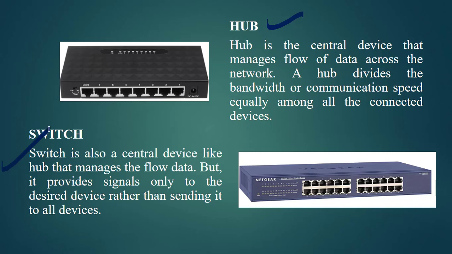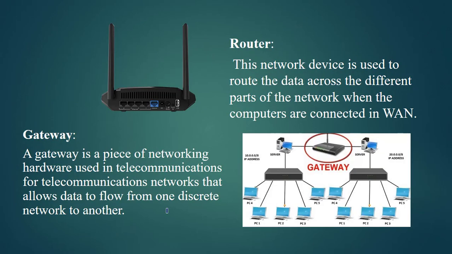Here this hub is a central device that connects all the computers and manages the flow of data across the network. In this hub, the network bandwidth or the data transmission speed is equally divided between all the computers. Whereas in a switch, this bandwidth is not equally divided, and the data transmission speed can be increased for any particular computer.